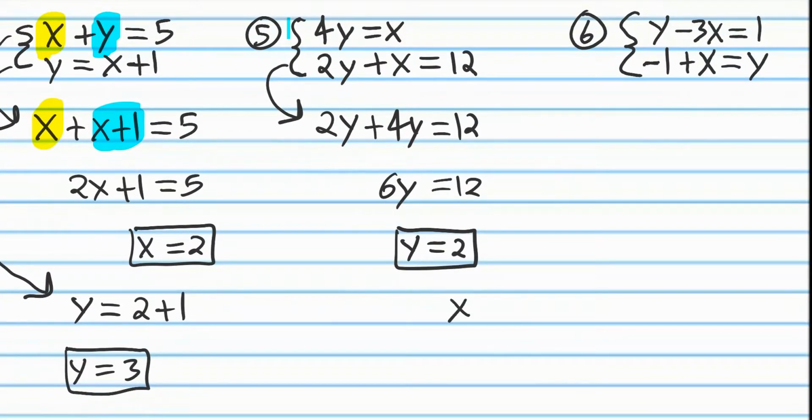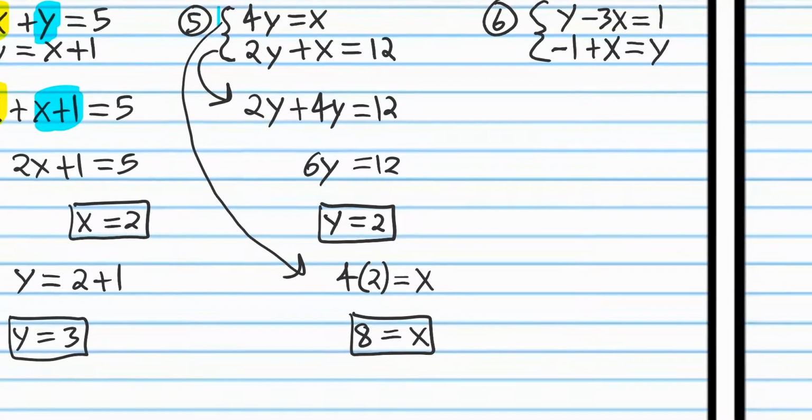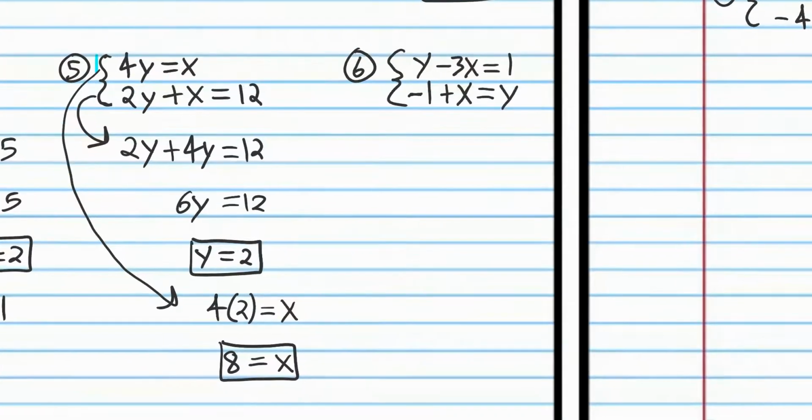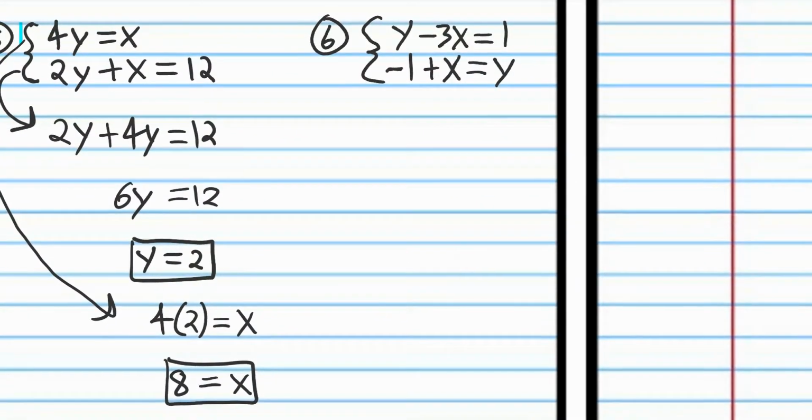And then we use the other equation where x is actually solved for to find x. So x is equal to 4 times y, and we know y is 2. So 4 times 2 is 8, and we know x is 8. So if you got 8 and 2, good job. All right, so number 6 is going to be a little bit more difficult, but you can do it. Try number 6, and when you come back, we'll do it together.